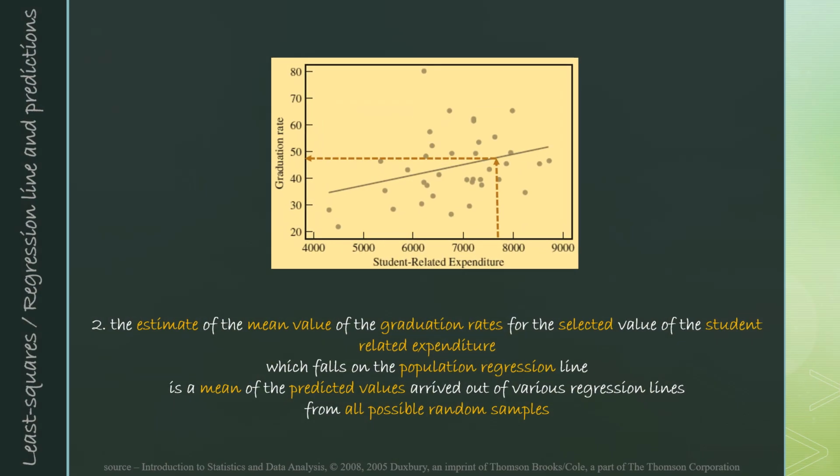The second interpretation is that the predicted value also represents the estimate of the mean value of the graduation rates for a selected value of the student-related expenditure, which falls on the population regression line, the red line, which in other words is a mean of the predicted values arrived out of various regression lines from all possible random samples out of that population for the selected value of the student-related expenditure.